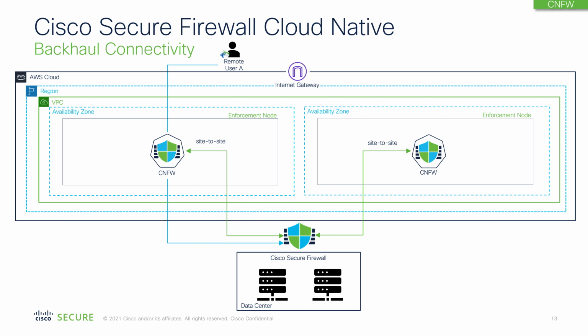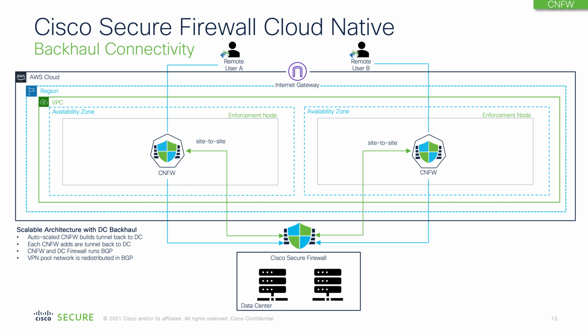Now in this example, if your user is connected to enforcement point A, you have a tunnel, and if your user B is connected to another EP, there is another tunnel. So that way, the moment we instantiate our EP, we also instantiate a tunnel back to your data center. So this provides a scalable architecture for DC backhaul as well.